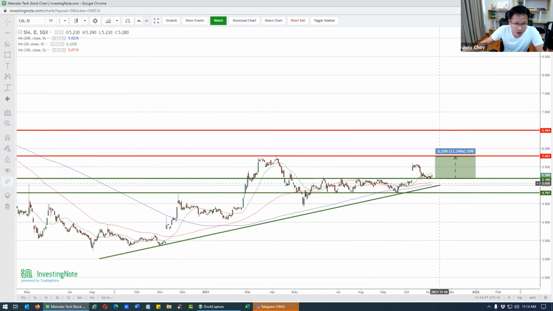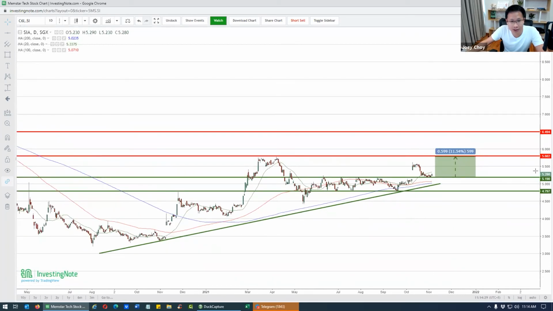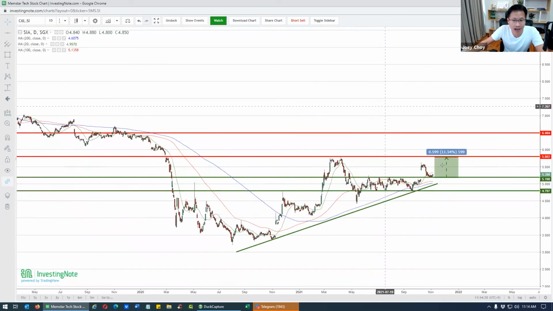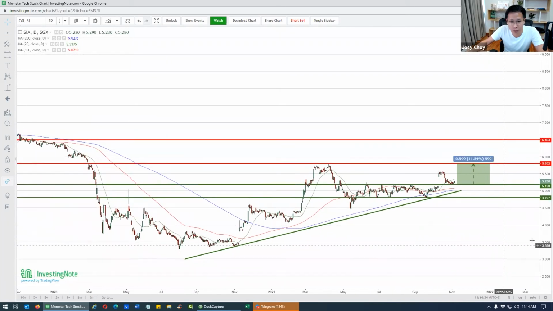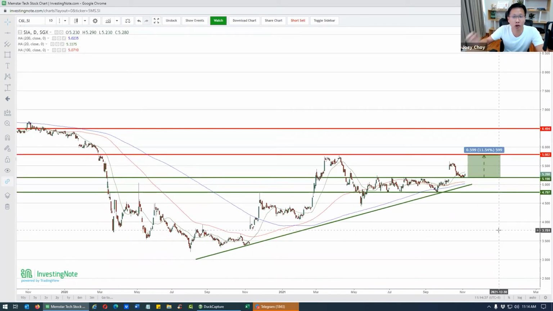And of course, eventually, if it breaks that 580, that's where we can see it push up to the next upside targets, which should be about that 600 to maybe 650 level. So that would be SIA, which is pretty much stock number 5. So I pretty much covered it, and have gone on for about 45 minutes.